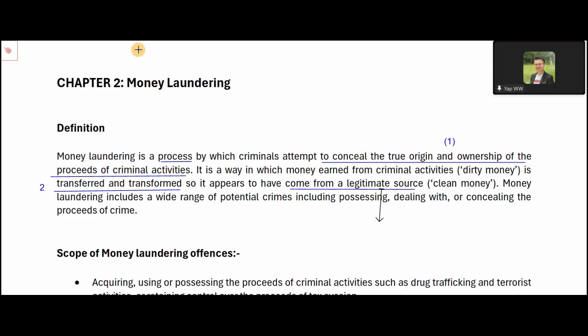If a question tests you about money laundering, make sure you write these 3 bits of the definition. If you want to memorize the whole sentence, it might be a bit too long for you, but these keywords must be there. Conceal is a process to conceal the true origin of the illegal funds so that the funds will be transferred and transformed. Eventually, it looks like it comes from a legitimate source. So we just ran through the definitions.